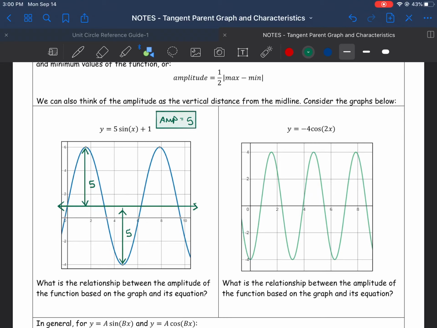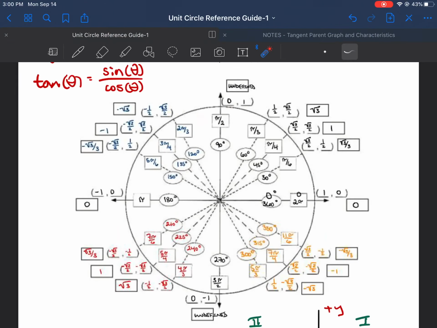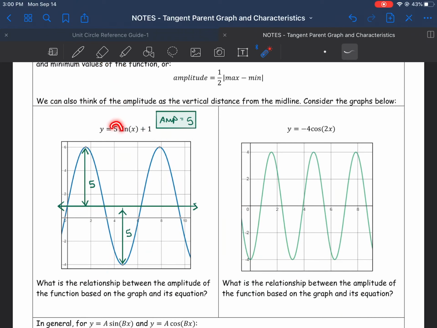Now, can we notice a relationship between the amplitude and the equation? The amplitude was 5, and notice that the coefficient of sine was also 5. So the relationship was the amplitude is the coefficient of sine.